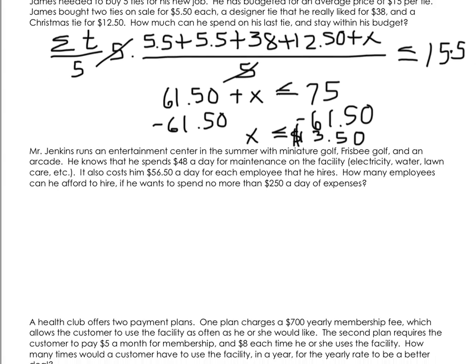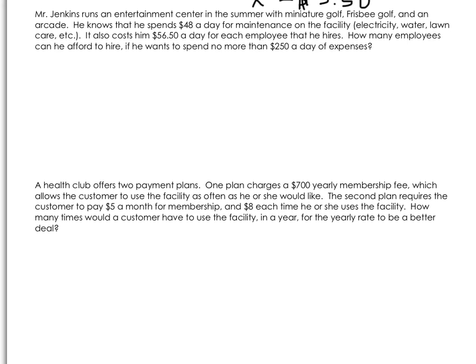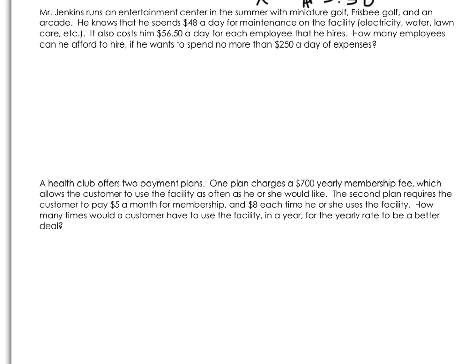Mr. Jenkins runs an entertainment center in the summer with miniature golf, frisbee golf, and an arcade. He knows that he spends $48 a day for maintenance on the facility, electricity, water, lawn care, etc. It also costs him $56.50 a day for each employee that he hires. How many employees can he afford to hire if he wants to spend no more than $250 a day of expenses? He's willing to spend $250, but no more than that. So it's less than or equal to $250.